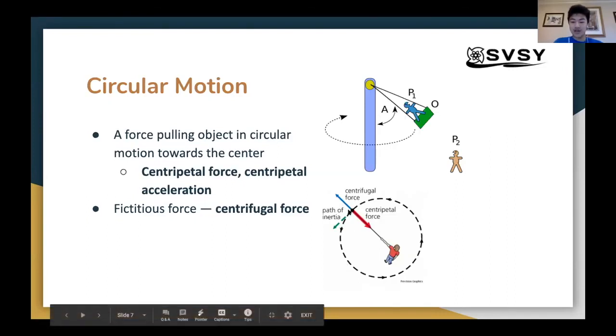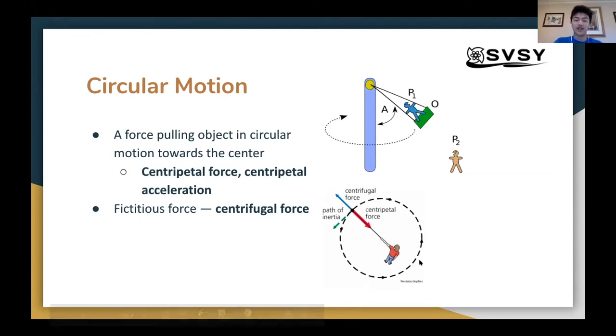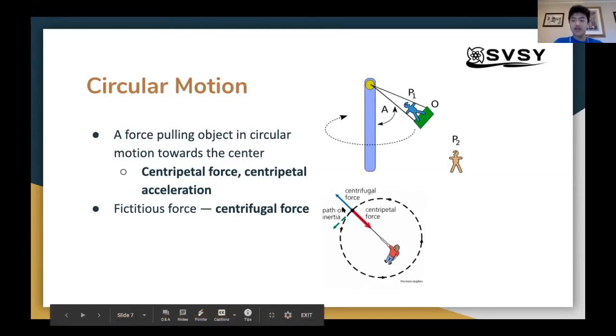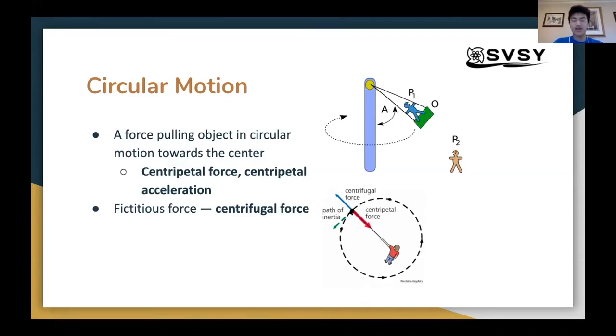So now that we know that the velocity changes, we know that there must be an acceleration, because acceleration is a rate of change in velocity. So since there is an acceleration, this acceleration is known as the centripetal acceleration, and it is pointing towards the center of the circular path.